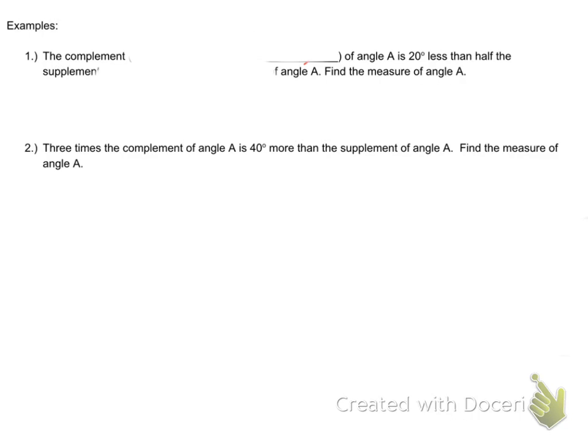That's where the equation comes from. But you need to realize the stuff that I erased, that's what it means to be the complement and the supplement. Okay, the complement of A. What was the complement of A again? So it's 90 minus A. So 90 minus A, in parentheses, please, is, everyone, is means what?